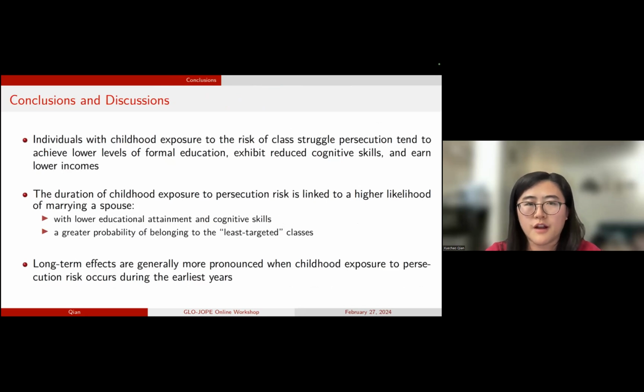I'm very happy to share more details later in the discussion, or talk about the paper later. But overall, I think there are worse outcomes when people have longer childhood exposure to this kind of adverse persecution, and it can even affect their future marriage choices. I also want to highlight that at least in this setting, the very early years of childhood matter most. Sorry, I took a bit more time, so I will stop here. Thank you very much.